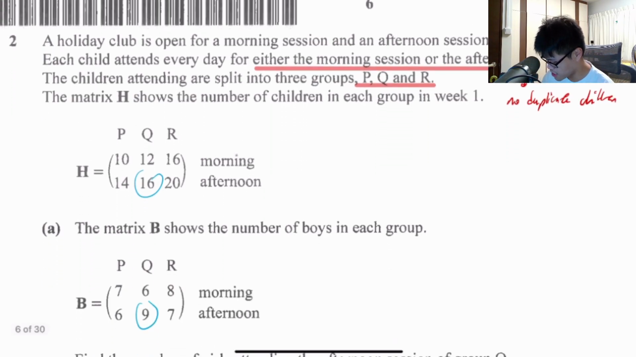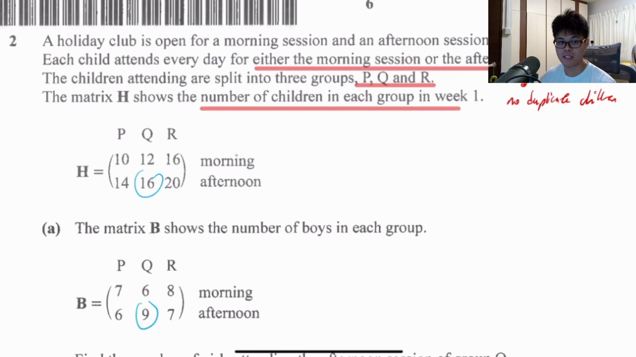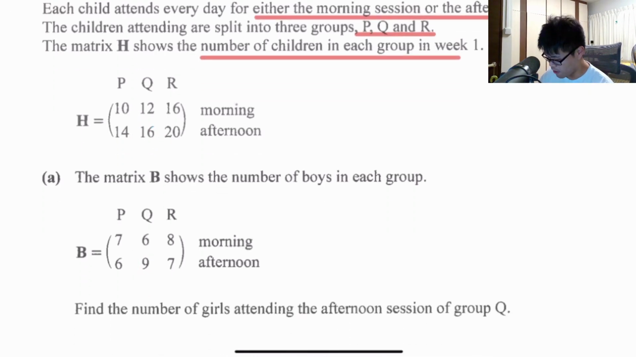Then matrix H shows the number of children in each group in week 1. And they've also labeled the rows and columns for you. So P, Q, R correspond to the columns here, and morning, afternoon correspond to the rows.